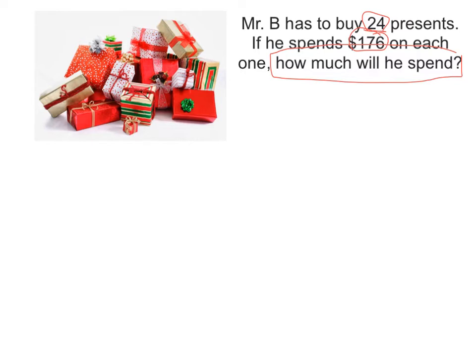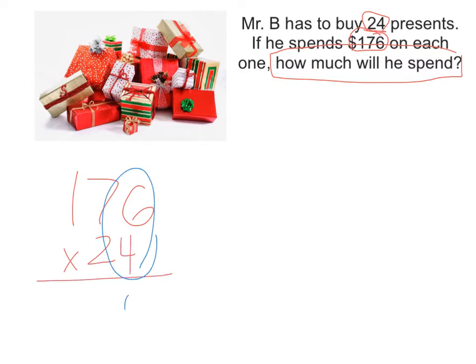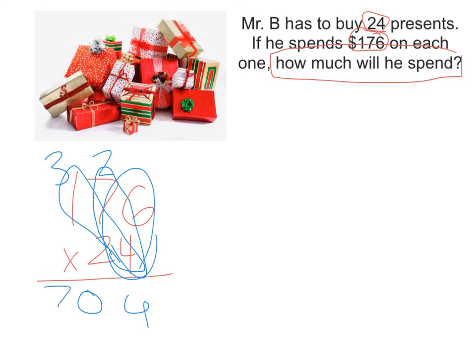You can do the traditional 176 times 24. 4 times 6 is 24. Bring up the 2. 7 times 4 is 28, plus 2 would give you 30. 4 times 1 is 4, plus 3 would be 7. Now I'm moving over to the tens place value, so I need to add my 0.